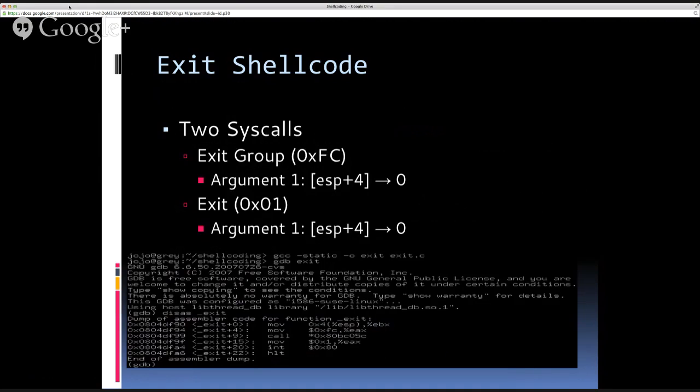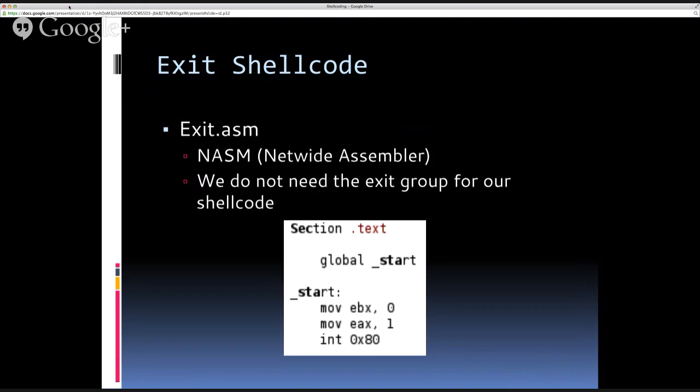So this is actually two different syscalls that are being executed, exit_group and exit, both of which take one argument, passed in ESP plus 4, as you can see in the code below. But we don't need exit_group for our shellcode, so what we're going to do is write some code in NASM, which stands for the Netwide Assembler. And as you see here, we just have a start routine.